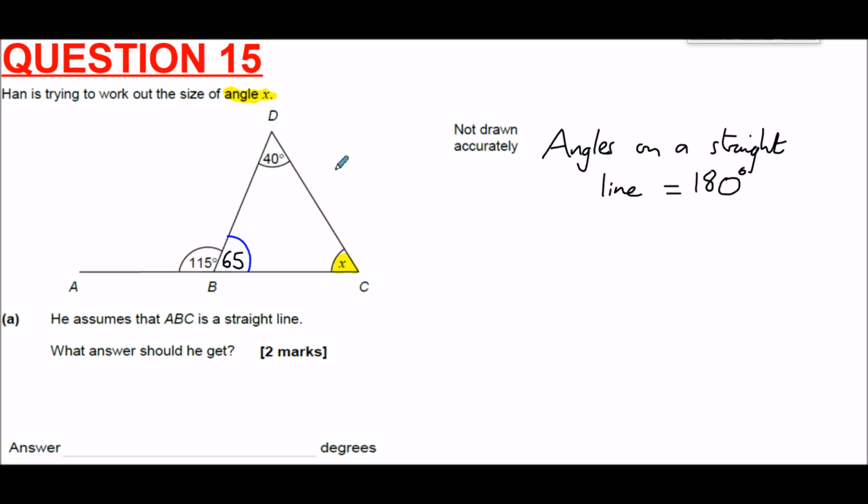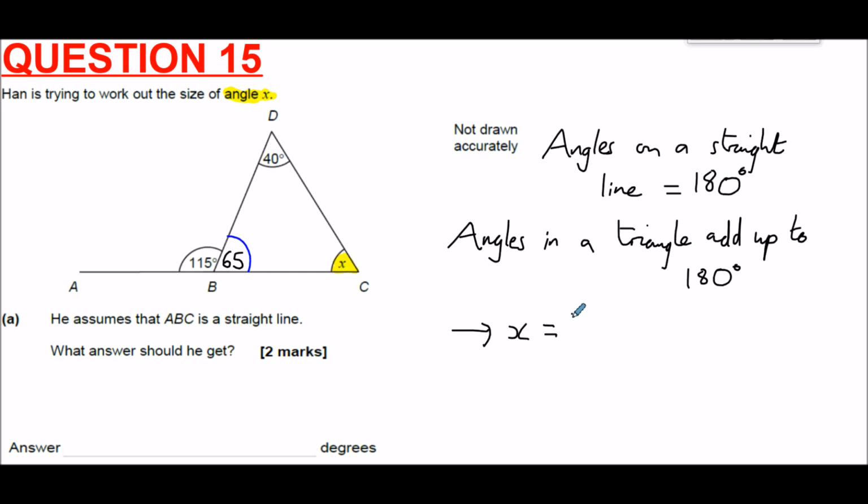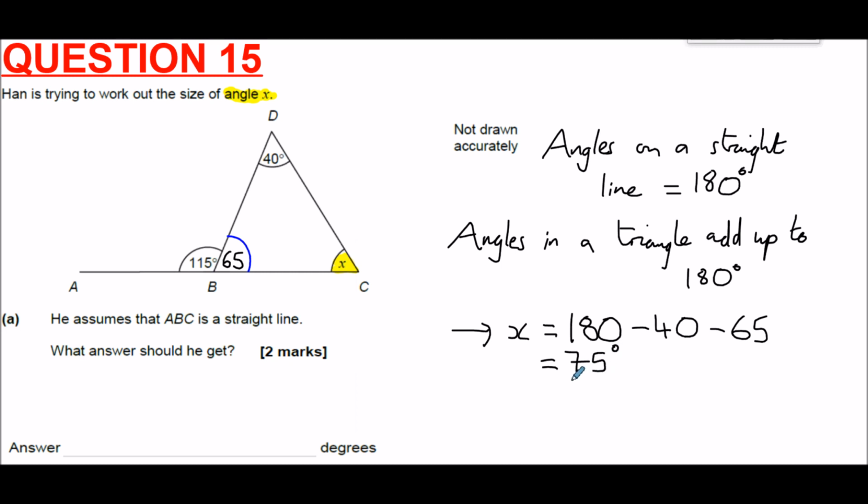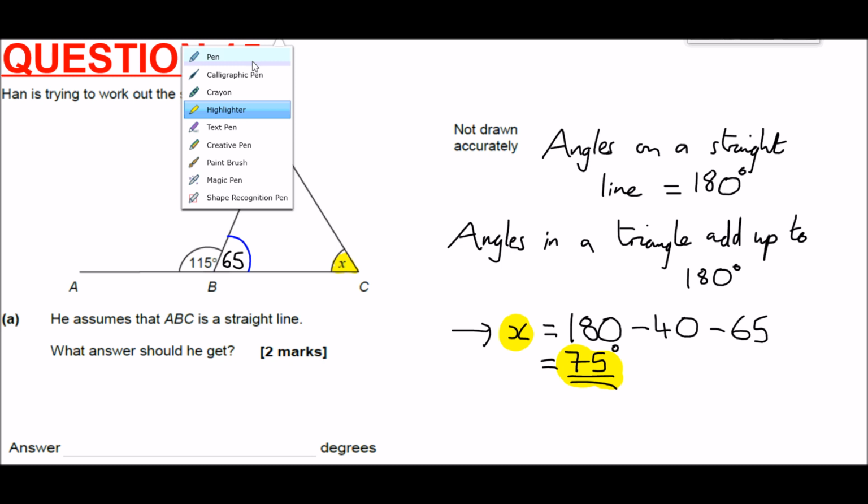And so the angle at B is 65 degrees. Now we know that, we can just look at this triangle. Angles in a triangle add up to 180 degrees as well. Because of that, this is 40 and that's 65, so X will be whatever's left. So X will be 180 take away 40 take away 65. On our calculator, we can just do 180 take away 40 take away 65, which should be 75 degrees. And that's our answer for what X must be equal to. So that's what we put on our answer line.